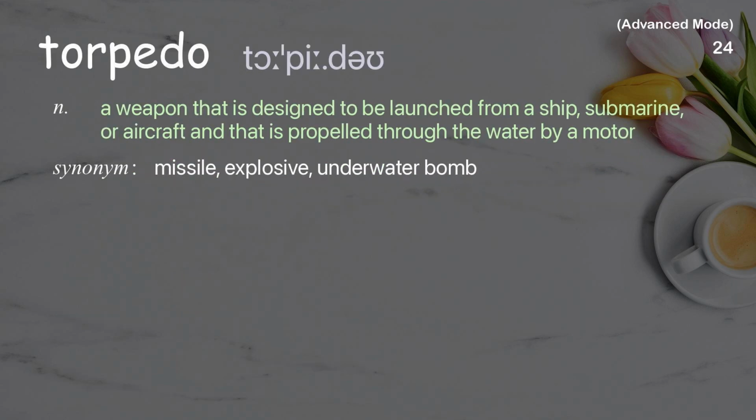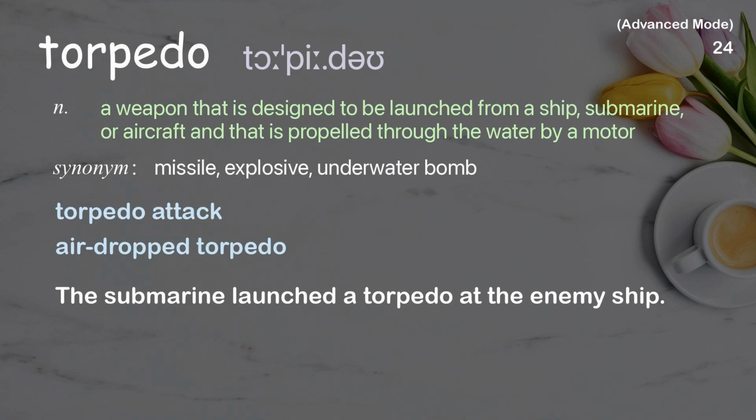Torpedo. A weapon that is designed to be launched from a ship, submarine, or aircraft and that is propelled through the water by a motor. Examples: Torpedo attack, airdropped torpedo. The submarine launched a torpedo at the enemy ship.